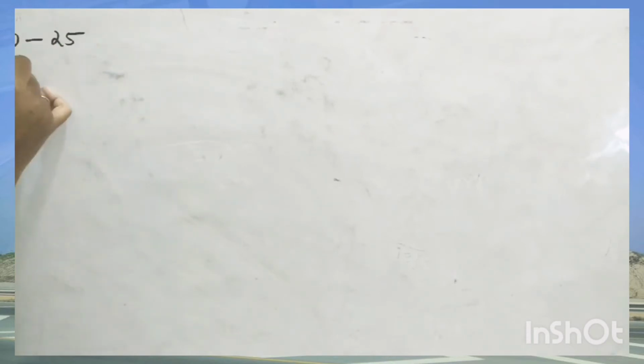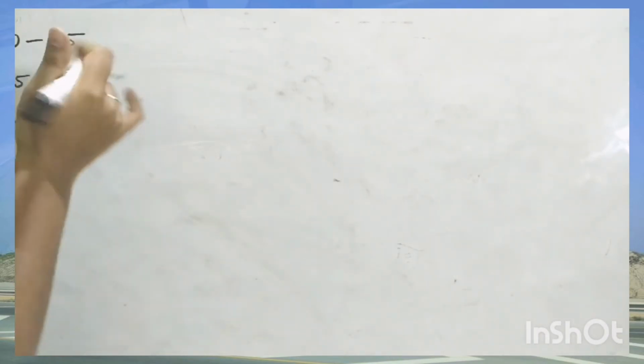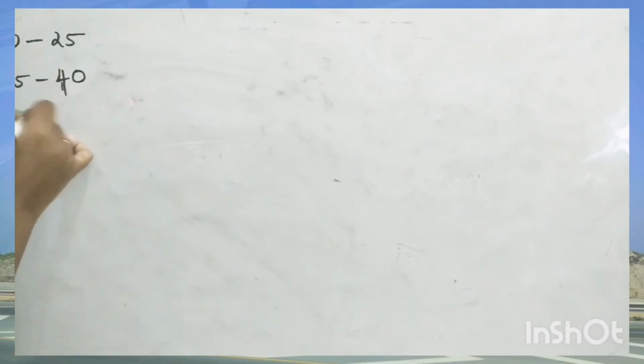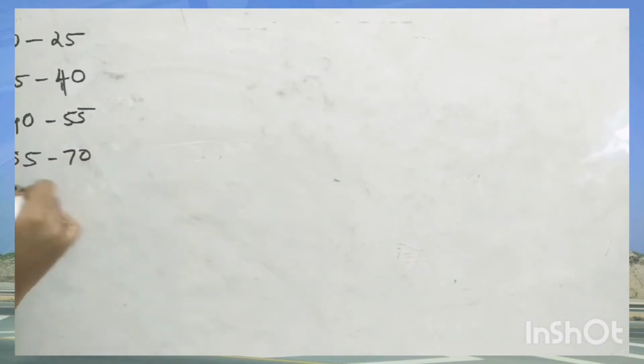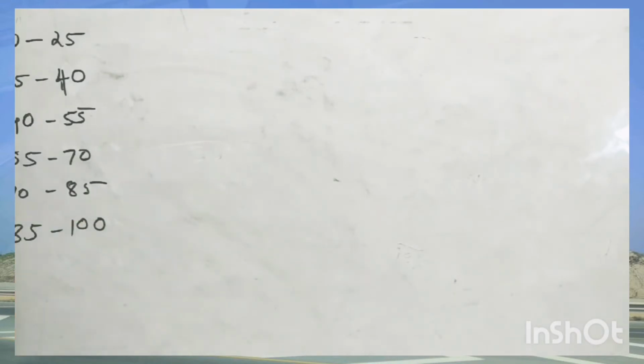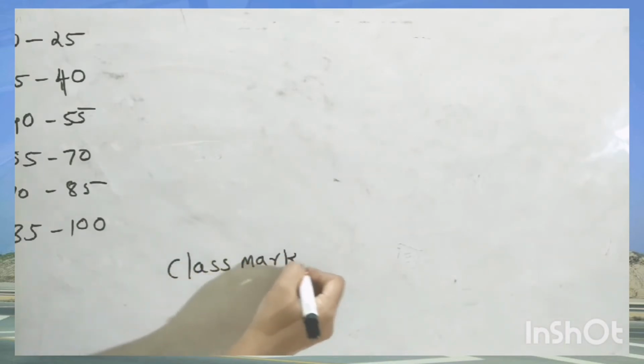So in the given information, the first class interval is 10 to 25. The second one is 25 to 40. The third one is 40 to 55, and then 55 to 70, 70 to 85, 85 to 100. Okay, this is our class. Now we need to find out the class mark, that is our xi.